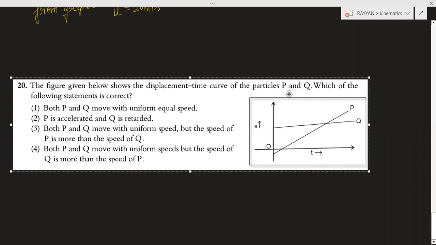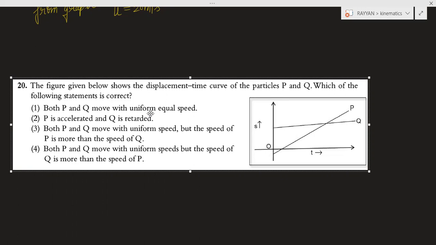So there are two particles, one is P, another is Q. This graph is the displacement time graph. This is the origin. Now they are saying which of the following statements is correct. The first statement is: both P and Q move with uniform speed. Now there was a term in displacement time graph, slope.